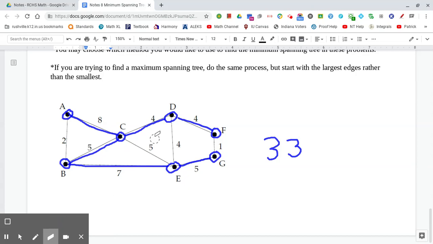That was not a unique maximum spanning tree. I could have, instead of darkening CD, I could have darkened ED. All right, but notice, I exchanged a 4 with a 4. I didn't create any cycles. All right, the maximum value stayed the same at 33. So the maximum weight for this graph right here for any maximum spanning tree is going to be 33. All right, so pick which method you would like to use and then practice that algorithm.